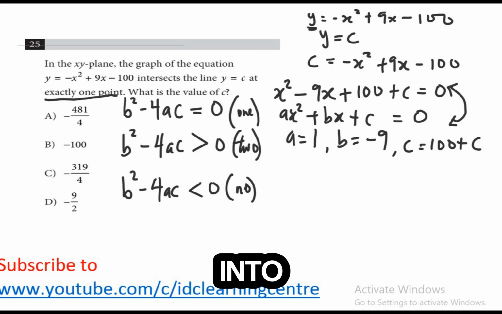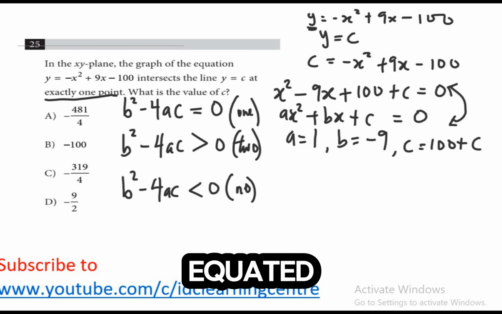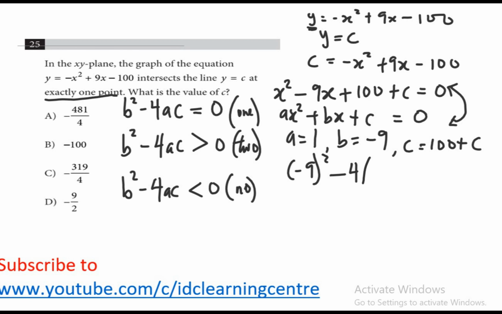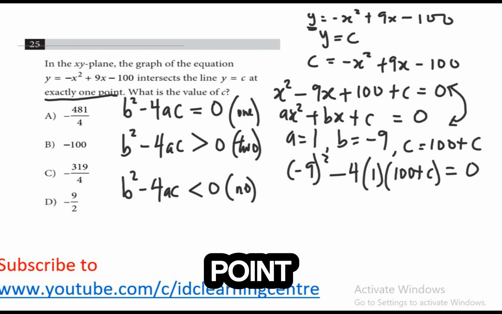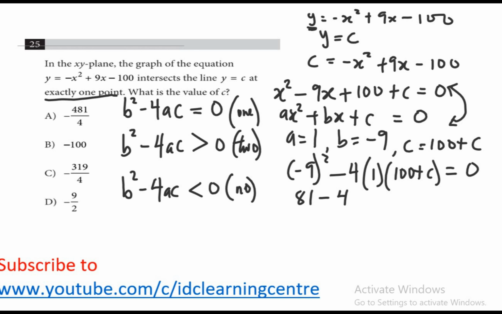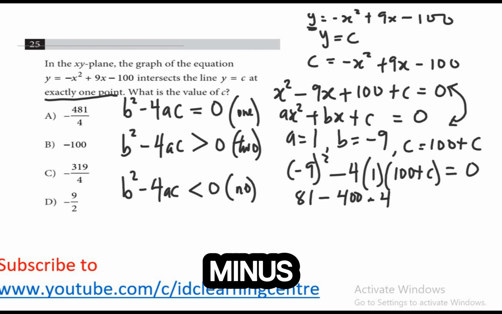So I'll just plug it into the discriminant, b squared minus 4ac, and equate it to 0. So I have minus 9 all squared minus 4, a is 1 and c is 100 plus c. So it's equal to 0 because remember, one solution or one point. So with that, minus 9 squared is 81. Then we have minus 4 times 100, minus 400, then minus 4 times c, minus 4c equals 0.